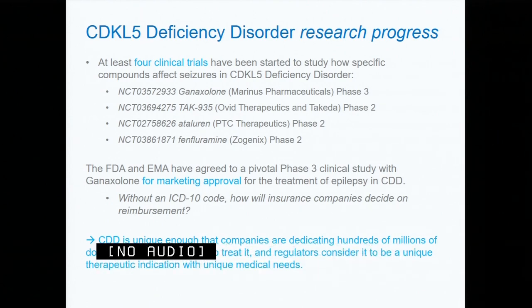And you know, the FDA and the EMA have agreed to the pivotal phase 3 trial using the diagnosis of CDD for ganaxolone for marketing approval, so it would make sense that there's an ICD-10 code associated with this. Without this code, you can't really decide on reimbursement. CDD is unique enough that pharmaceutical companies and researchers are studying this as a unique disorder. It makes sense that it has its unique code.